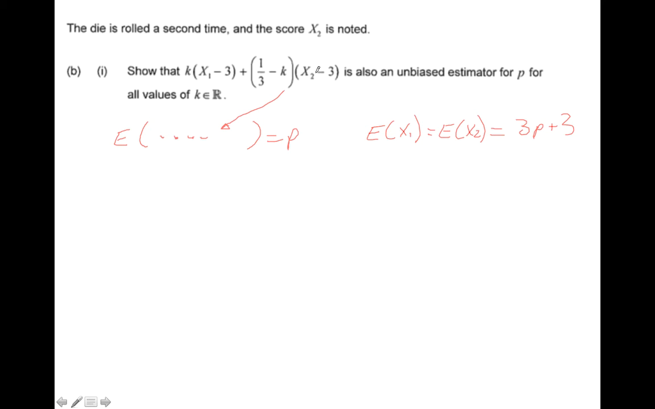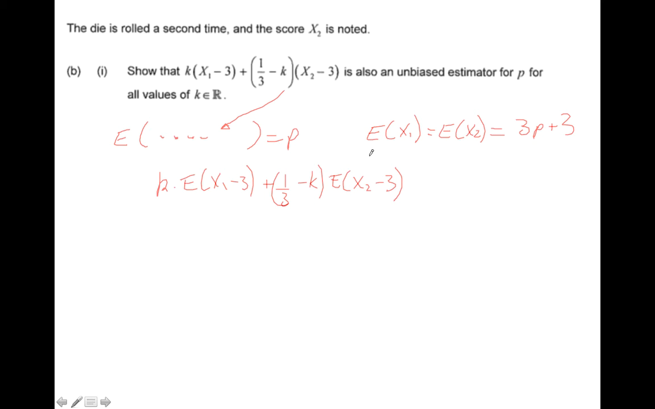I'm going to do E of all of this expression here. But because I've got it already factorised with a constant, it's kind of like E of a times X1 minus 3 plus b times X2 minus 3. So I'm going to immediately factor out these particular k and a third minus k. So E of all of this expression will be k times E of X1 minus 3 plus 1/3 minus k, in brackets there, times E of X2 minus 3.